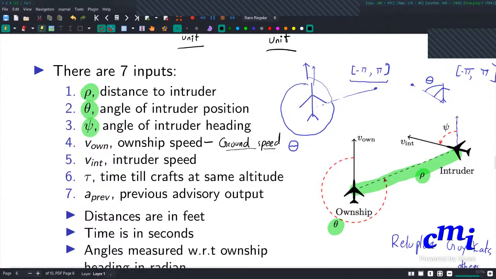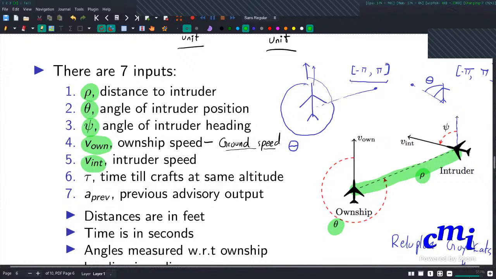So these two, and by speed, by the way, I don't mean vectors. These are just scalar speeds, the magnitude of the speed essentially, right? So these two are the speed of your own plane in feet per second and the speed of the intruder plane in feet per second.